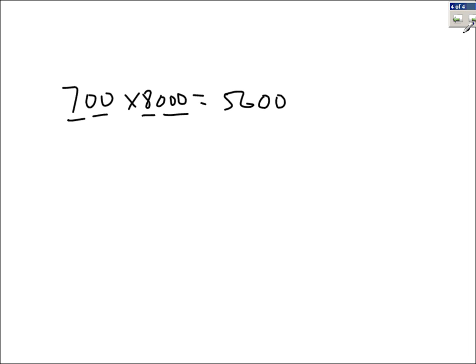What if both numbers have zeros at the end? What if you have 700 times, say, 8,000? 7 times 8 is 56, and then you add 2 zeros and 3 more zeros. Here's your 2 zeros, and here's your 3 more zeros: 5,600,000.